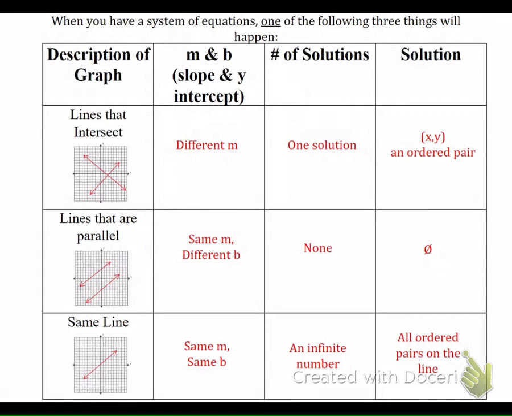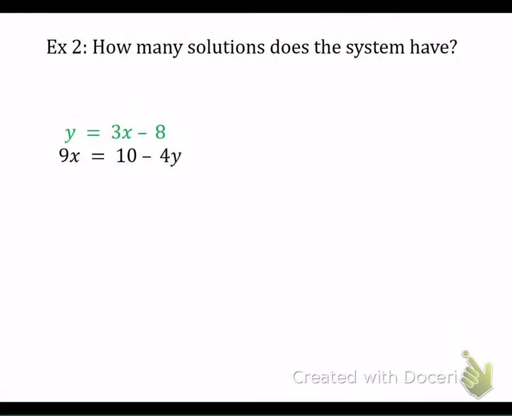All right, I'll give you a second to catch up. First thing we want to do is get them both into the same form so we can see if they have the same slope, if they have the same B, if they have a different slope, and so on. Okay? So the first one's good to go, right? Y equals 3x minus 8. I know that 3 is my M, negative 8 is my B, right?